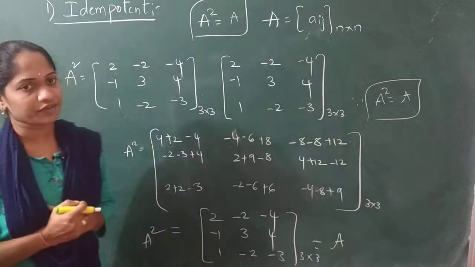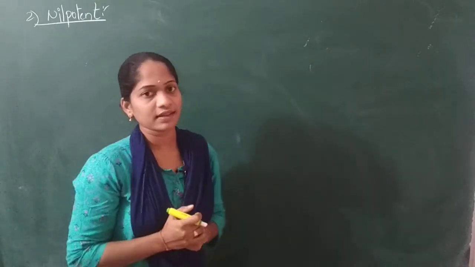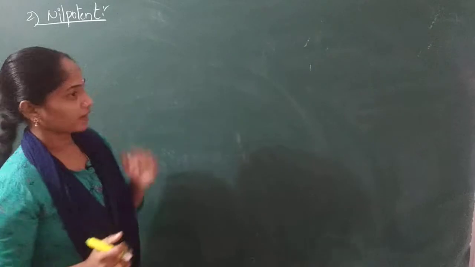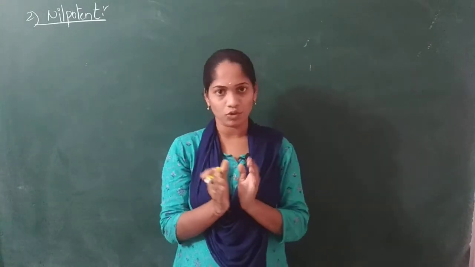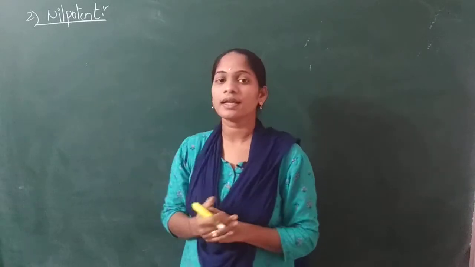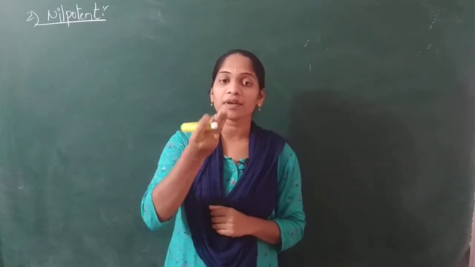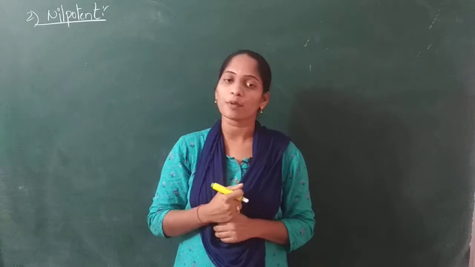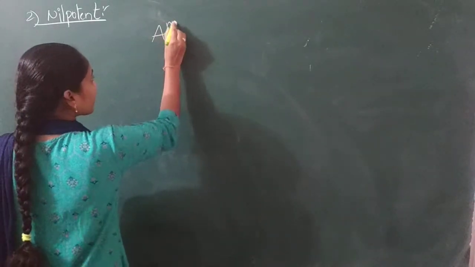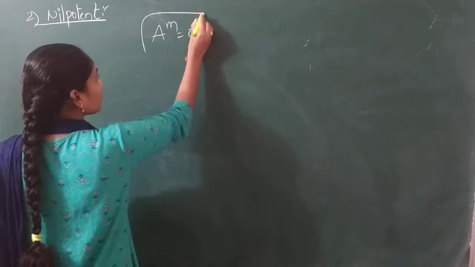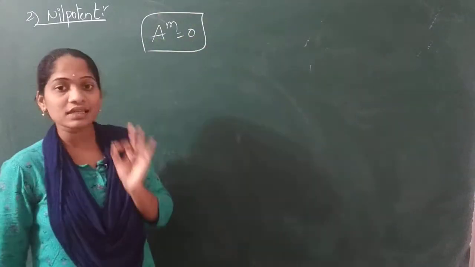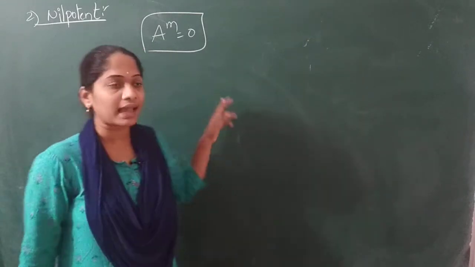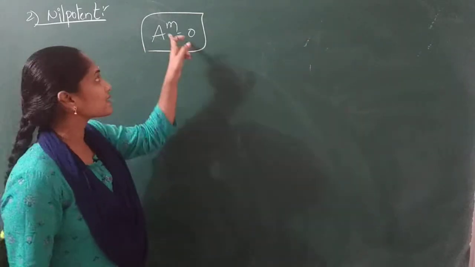Let's see the next definition, that is nilpotent. Coming to the definition, any square matrix of order n is said to be nilpotent if it satisfies A power m equals 0, where m is a positive integer. What is the condition here? A power m equals 0 where m is a positive integer. If m is the least positive integer, then A is nilpotent of index m.